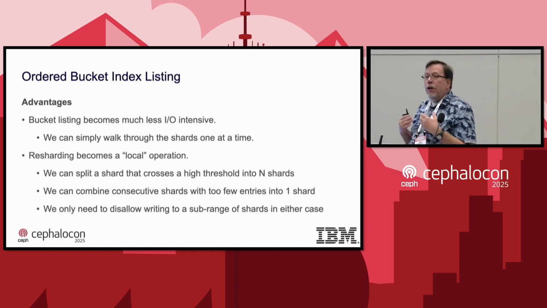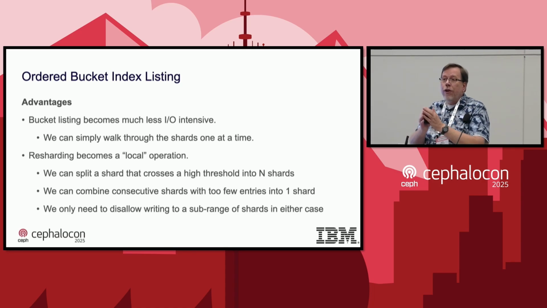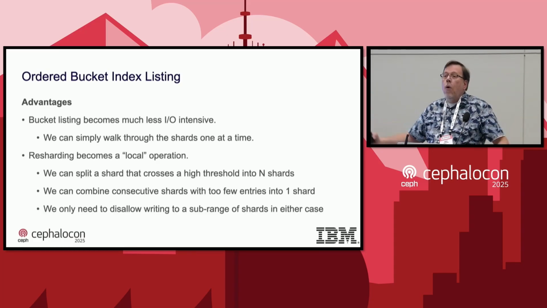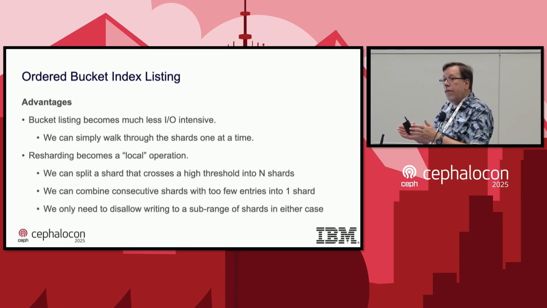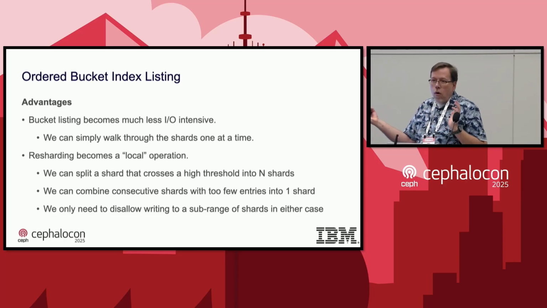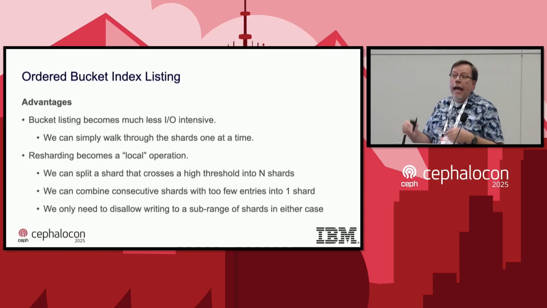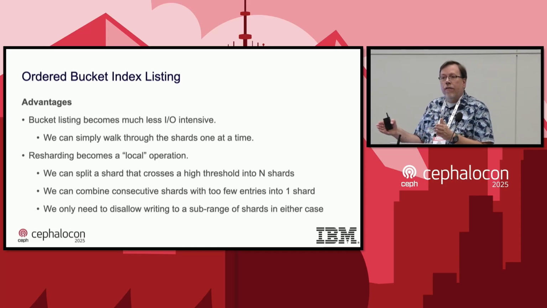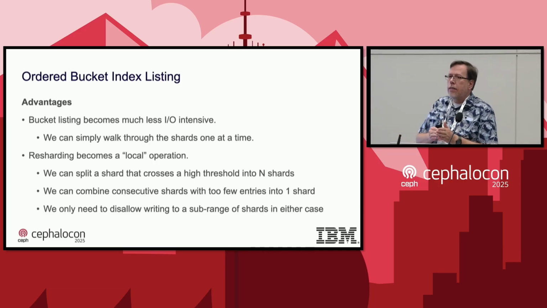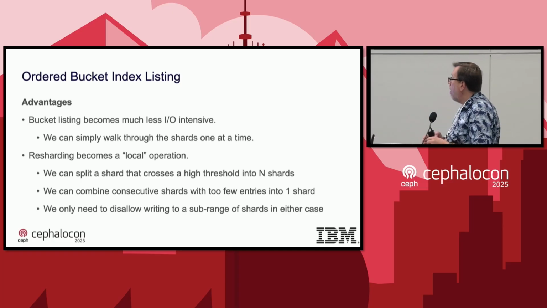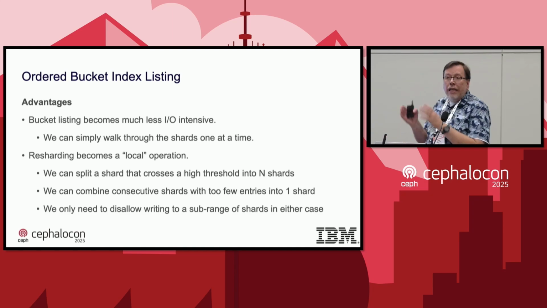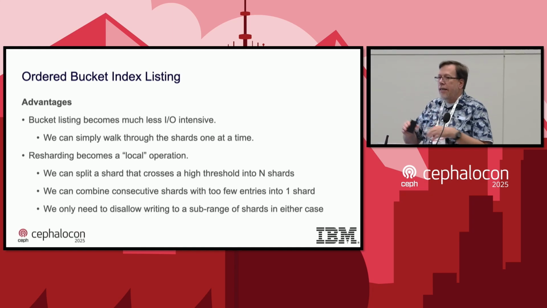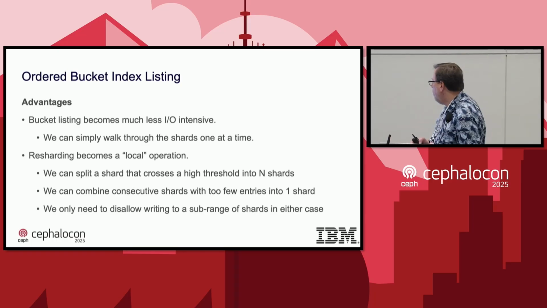The other advantage is that resharding can become a local operation. We no longer have to reshard the entire set of shards. If one particular shard crosses a certain threshold as far as how many entries are in it, we can then split that into 2, 3, or more shards and spread those out. And likewise, if there's a consecutive set of shards that have very few entries across them, we can join them together into a single shard. All right? So when we need to lock things down for resharding, we only have to lock down a few of the shards and not the entire bucket.